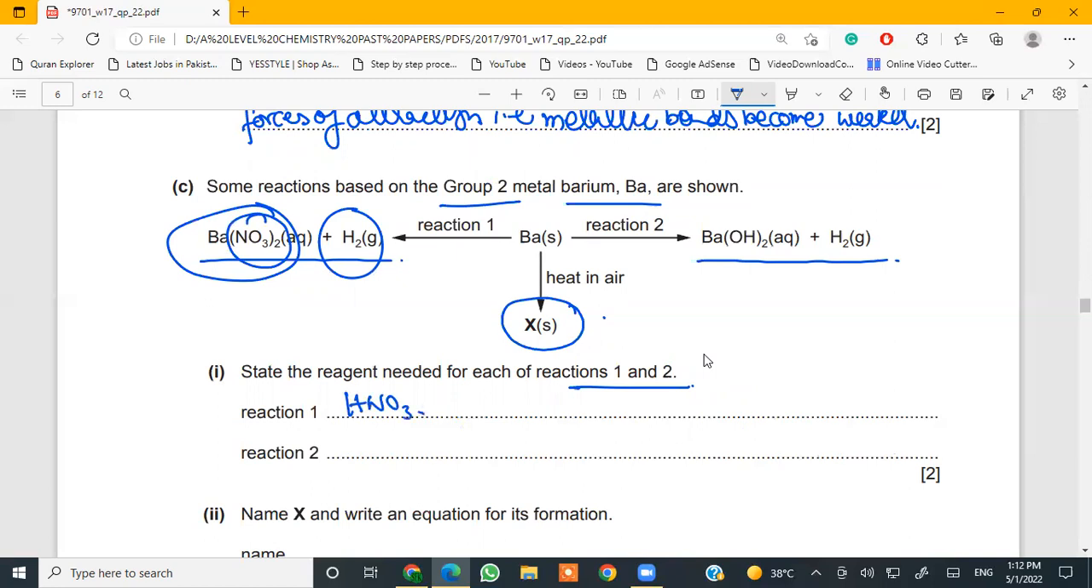Okay. Reaction 2. What's happening in reaction 2? Barium is going to barium hydroxide and hydrogen. Now, this was also a reaction from inorganic chemistry. When you add in water, it will give you barium hydroxide and hydrogen, because reactive metals, when they react with water, also liberate hydrogen again. So this is water.